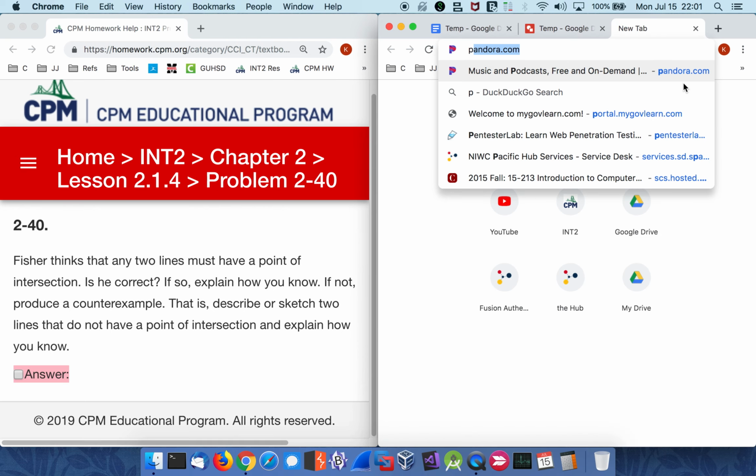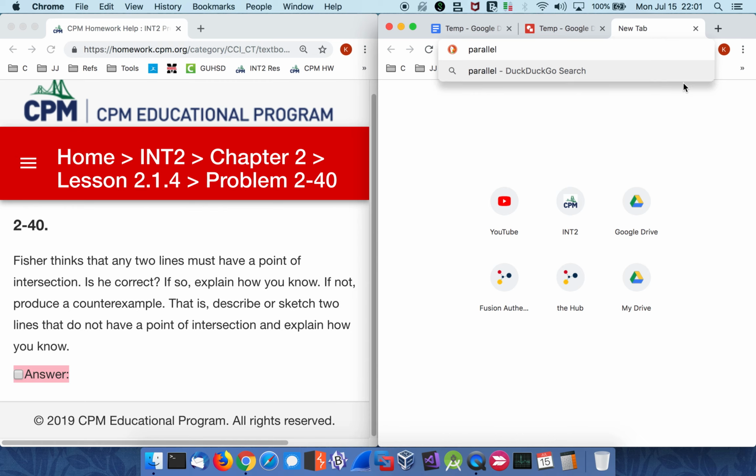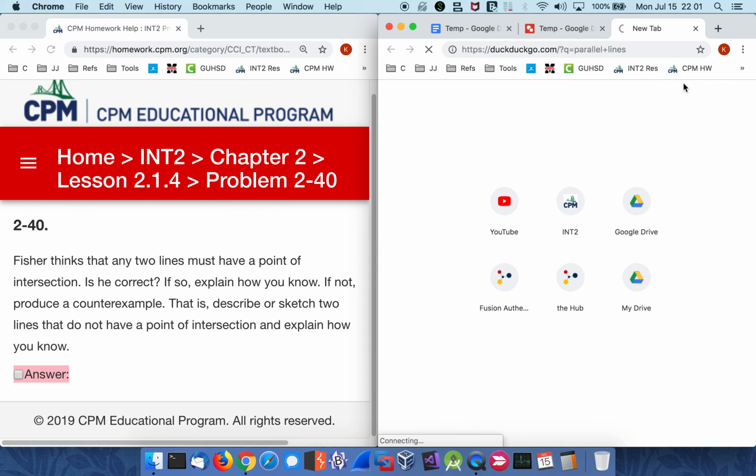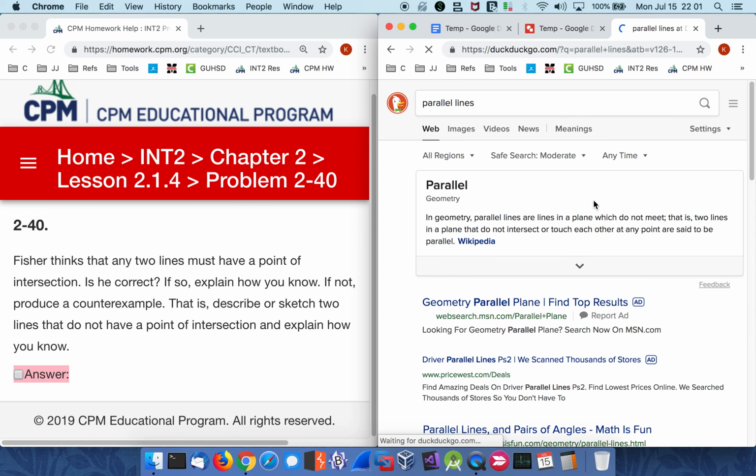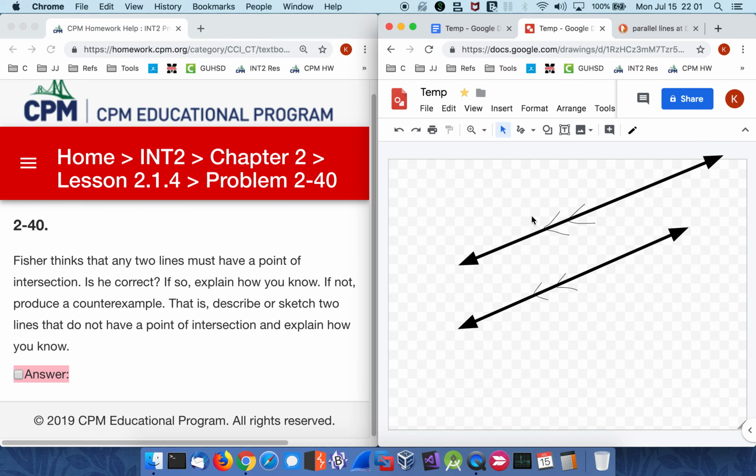So you can even look it up, or we should tell Fisher to go look it up, that parallel lines are lines which do not meet, that do not intersect or touch each other at any point. And that's how you signify that two lines are parallel. So, sorry, Fisher. Come on, man.